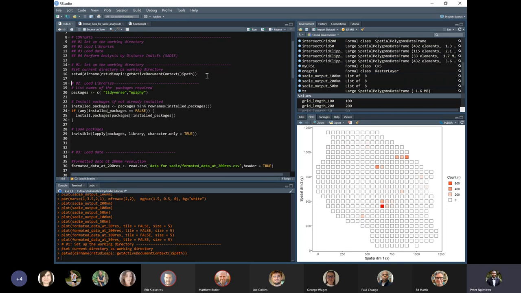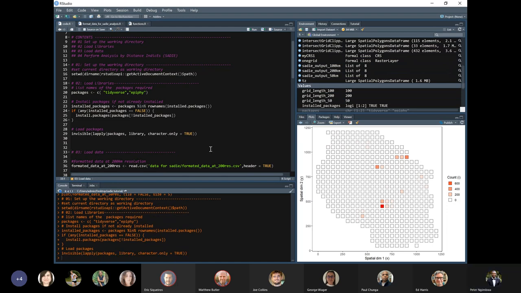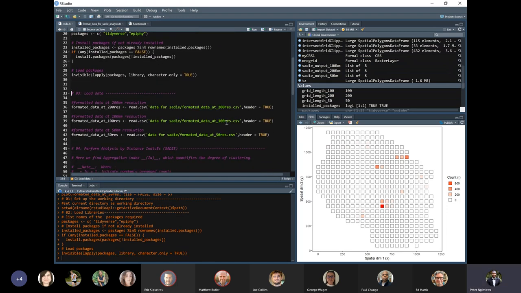Here I just set up my working environment and loaded my libraries. Then, as I've shown in the presentation, I've already formatted my data into the 200 grid cell, the 100 grid cell, and the 50 grid cell. So what does it mean? It means that, as you can see, for example, in this figure.